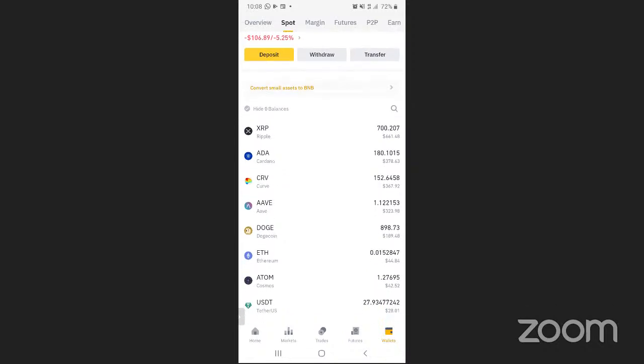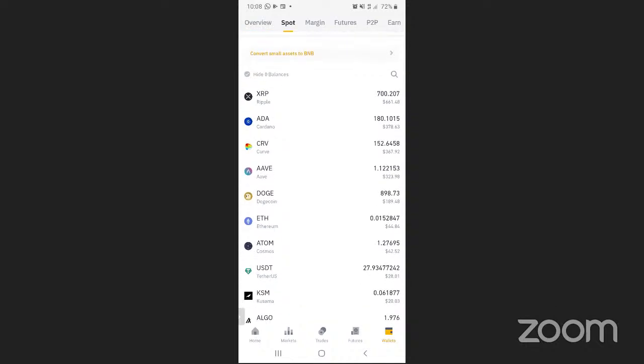You have 898 coins of Doge. Now, this is what you need to understand. The number of the coins you have is constant. But the price of these coins is variant. It keeps going up and going what? Going down.